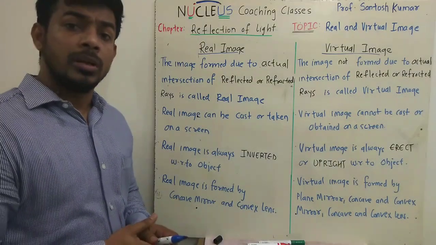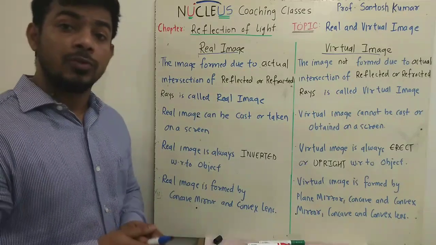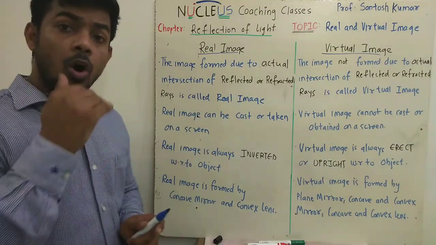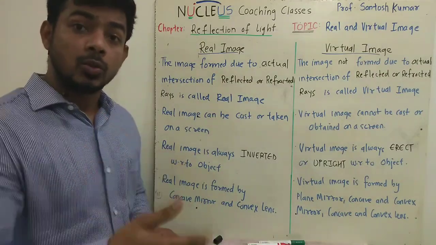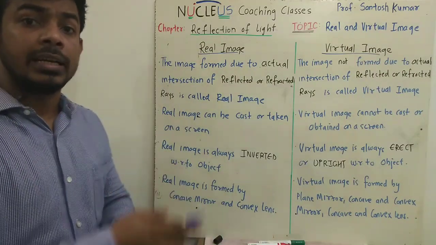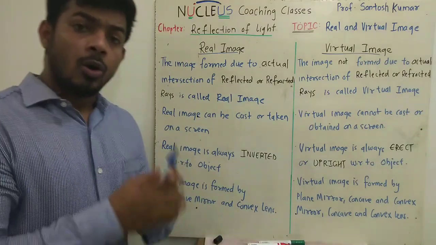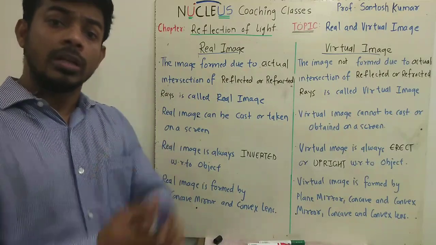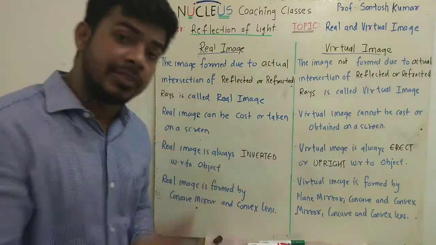Now we will learn about images. In optics, images are formed due to reflection of light through mirrors, or they are also formed by refraction of light through lenses. Whenever a ray of light is incident on a mirror, it is going to get reflected, or if a ray of light is incident on a lens, which is an optical medium, the ray is going to get refracted.